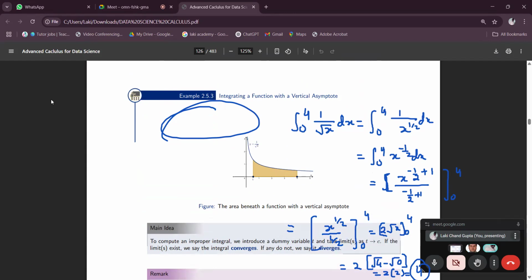When you see the graph, this is the graph of root x, and we are integrating this part only, 0 to 4. So the area of this part will be 4 square unit.